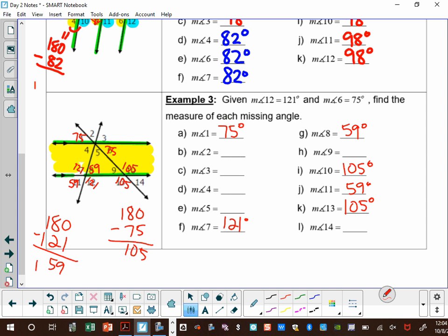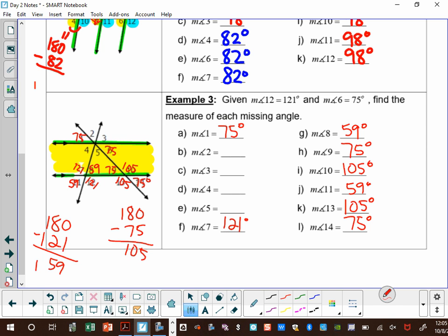All right, so now we can make a linear pair out of either 9 or 14. We do 180 minus 105, what do we get? 75. So if angle 9 is 75, then 14 is 75, good. We're over halfway done. What was 7?